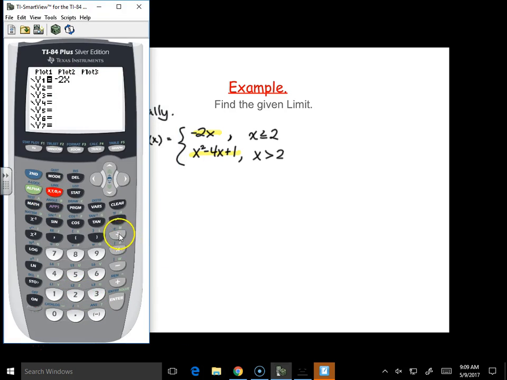We have negative 2x with a division and a parenthesis. Then we can go ahead and do x, second math. That's the test menu. Less than or equal to 2. I forgot the parentheses.